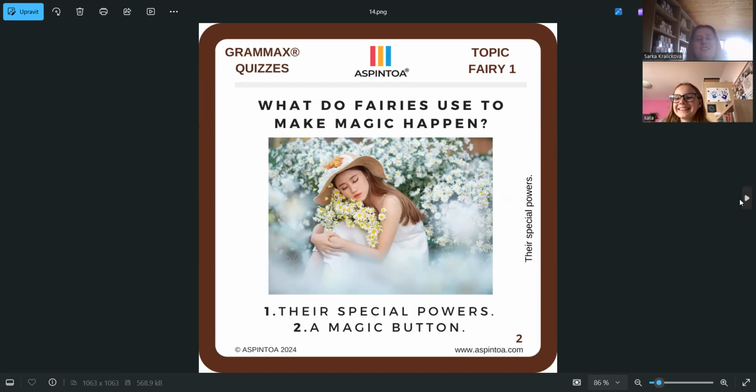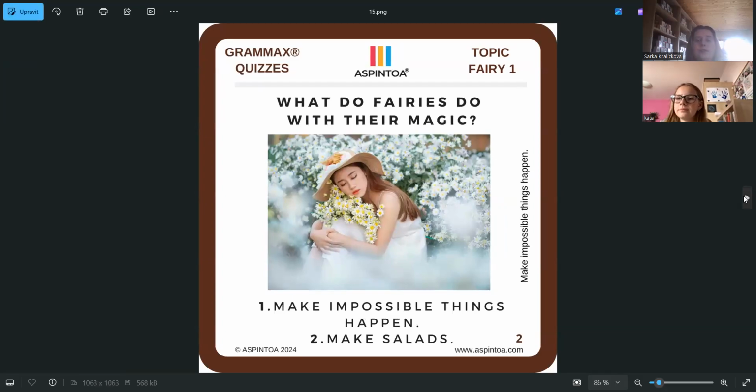Okay, what do fairies use to make magic happen? They use their special powers, or they use a magic button? They use their special powers. They use special powers, yes.